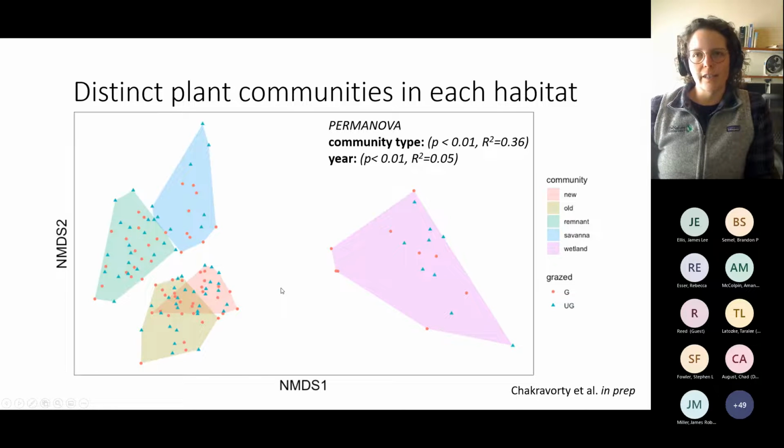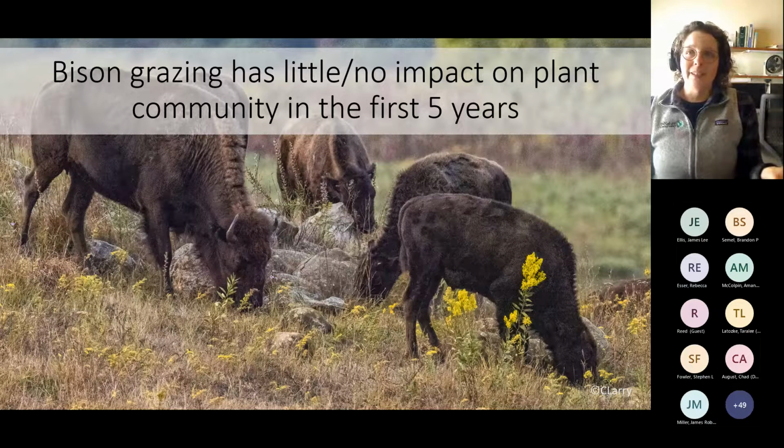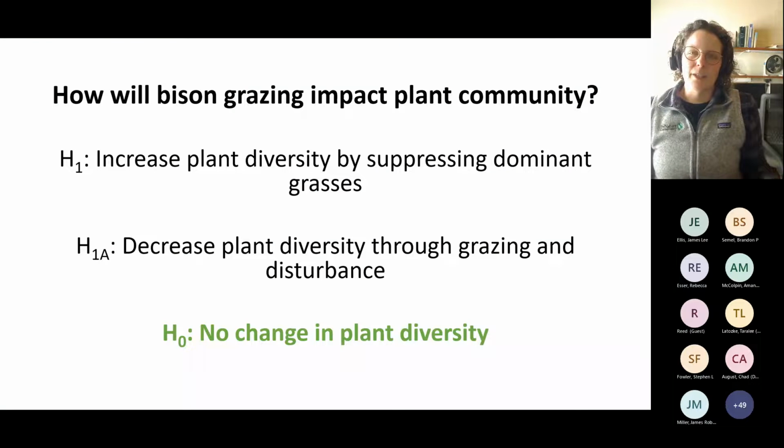So you can see a strong distinction between all of these habitat types, but within them, no difference between grazed or ungrazed. So the big take-home message here is bison grazing has little to no impact on plant community, at least in the first 5 years at Nachusa. And that supported the null hypothesis.